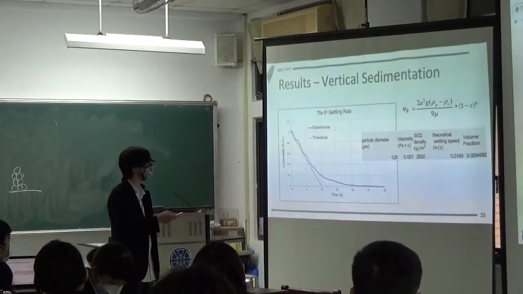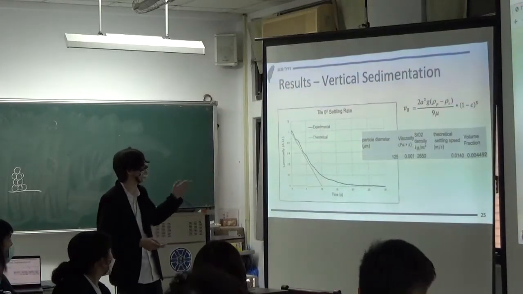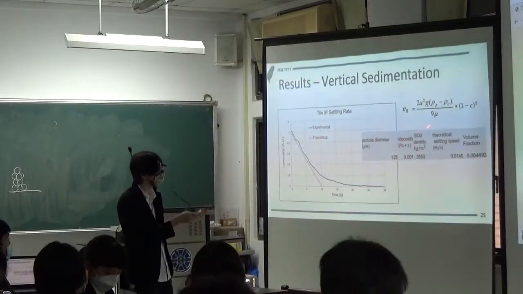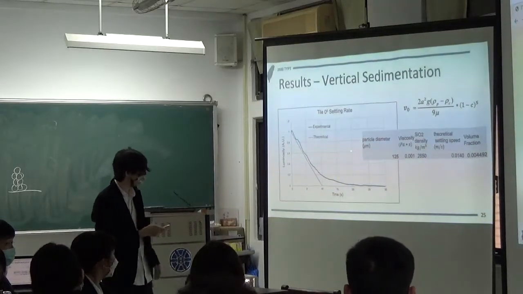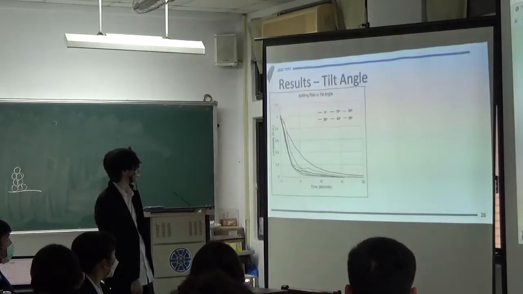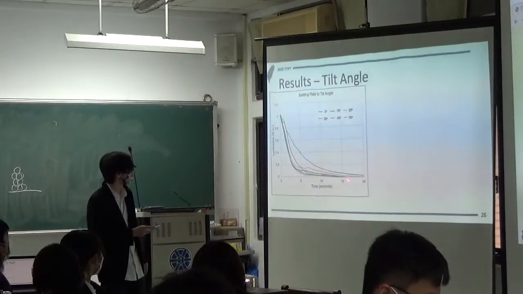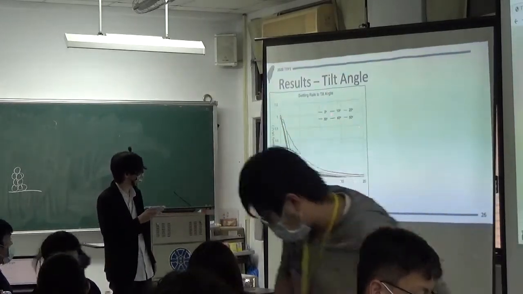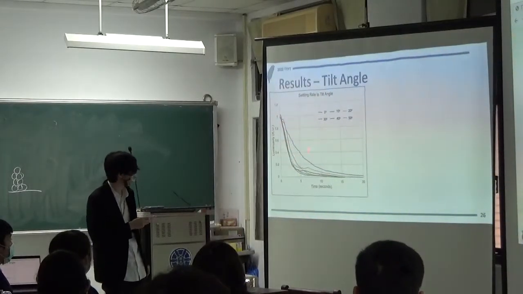So here's our experimental result. For testing the vertical sedimentation, we plotted the individual particle velocity as shown here, and we compared it with experimental data. We found that it fits quite well. And next, we will investigate the tilted angle. So this is the vertical one, and when we tilt it with an angle, it significantly affects the settling rate.